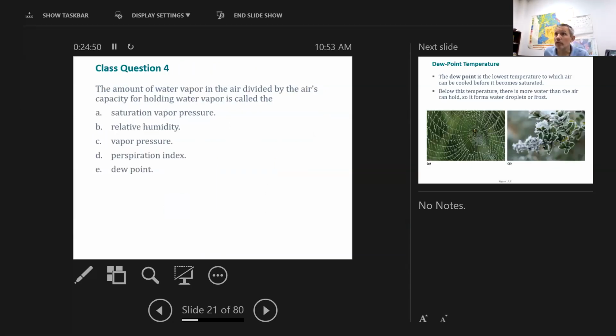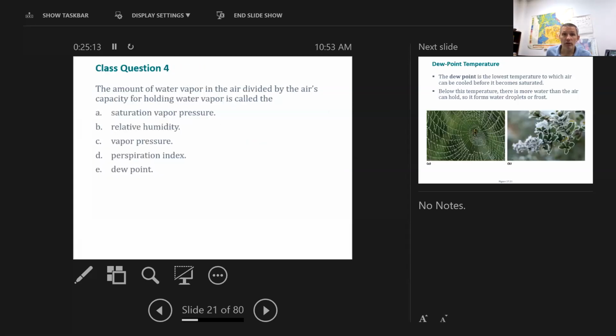And so the amount of water vapor in the air divided by the capacity for holding air is called the relative humidity. And when we start looking at this, you may see words that you may have seen before here. This term dew point is the temperature to which you have to cool air down to get dew.